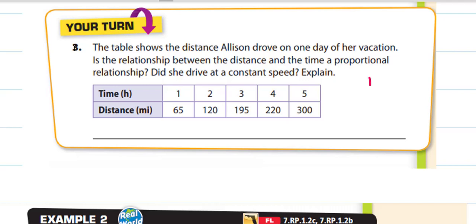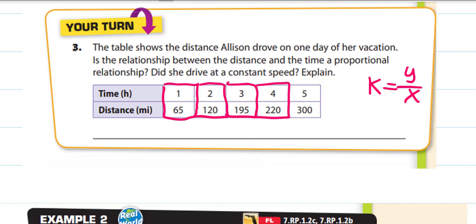And you're going to use k equals y divided by x with each pair of numbers in order to see if they divide to the same number. If they do, it is a proportional relationship, and you can tell me what the constant rate of change is. If they do not, then your answer would be no, this is not a proportional relationship because they're not equal. Okay, so go ahead and try that, and we'll come back and check to see what you got.